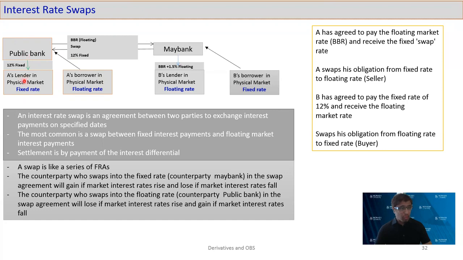So by this swapping, Public Bank actually receives floating rate, not from his borrower, because he is swapping. He is receiving fixed rate and paying fixed rate. Same thing happens to Maybank. He will receive the floating rate coming from the borrower, and as I told you before, he will give the fixed rate. So at the end of the day, he is receiving floating rate and paying floating rate. The problem is solved for both banks. This is actually how the swap works.